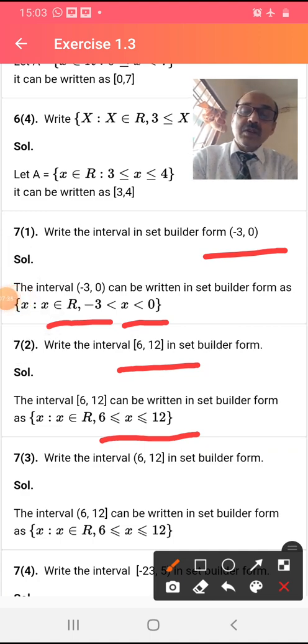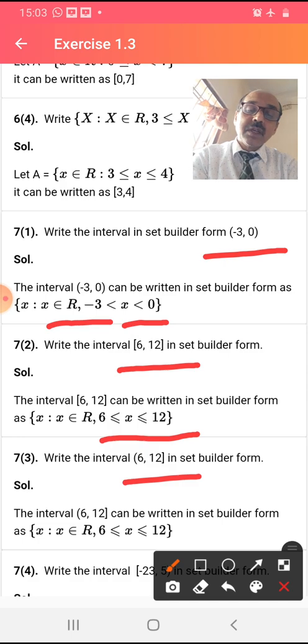Then 6 comma 12. 6 is an open interval and 12 ends with a closed interval. That means excluding 6 and including 12. So excluding 6 means only less than, no equal sign. And the closed interval end is 12. 12 is included, so less than or equal to 12.